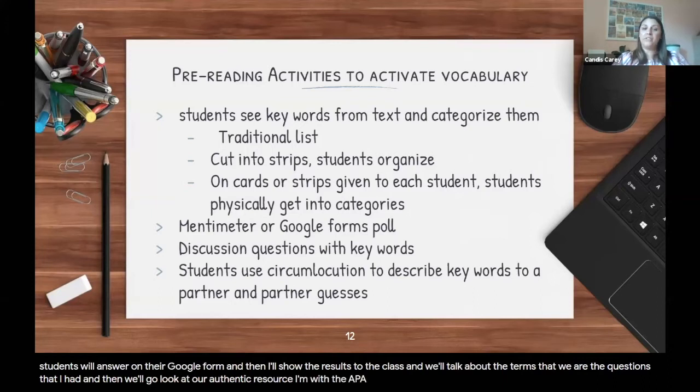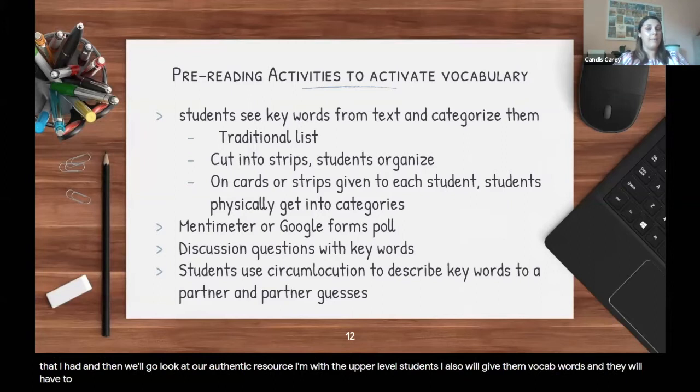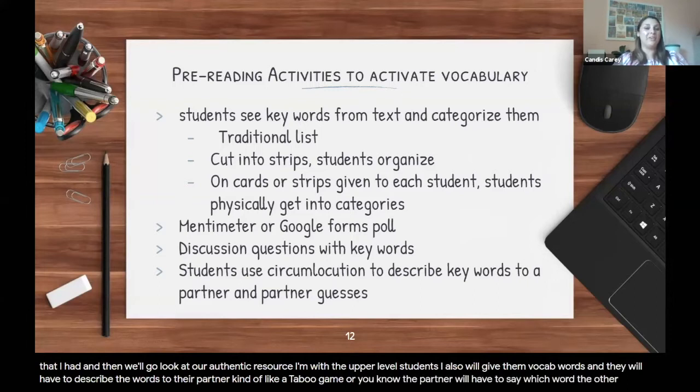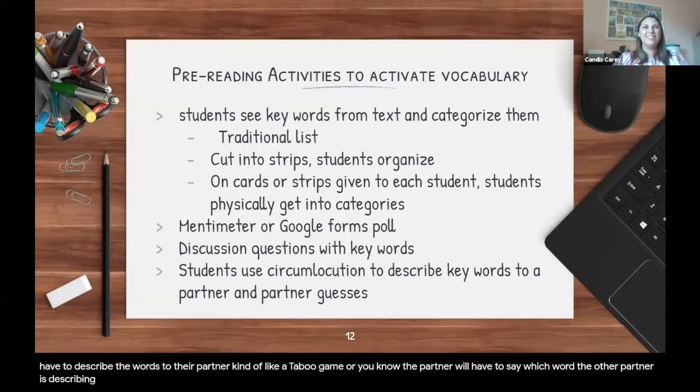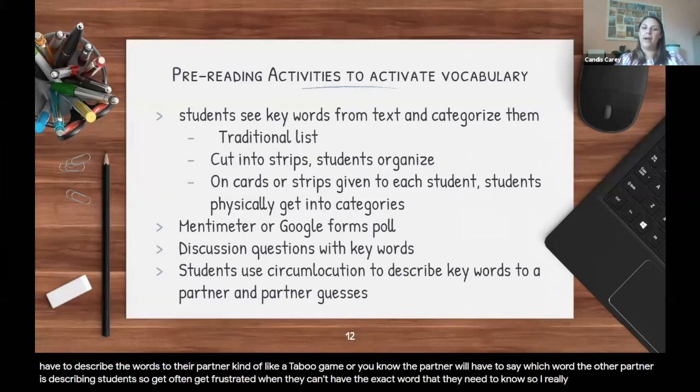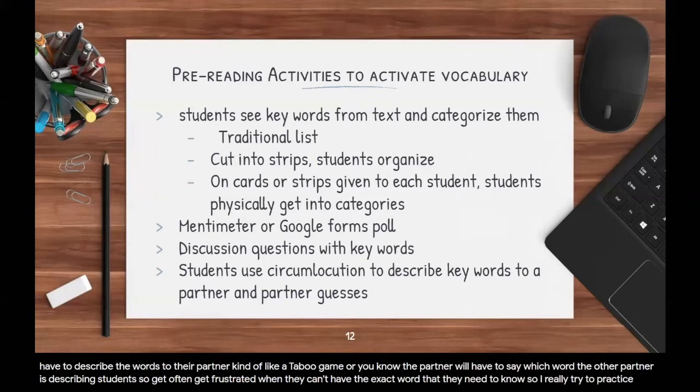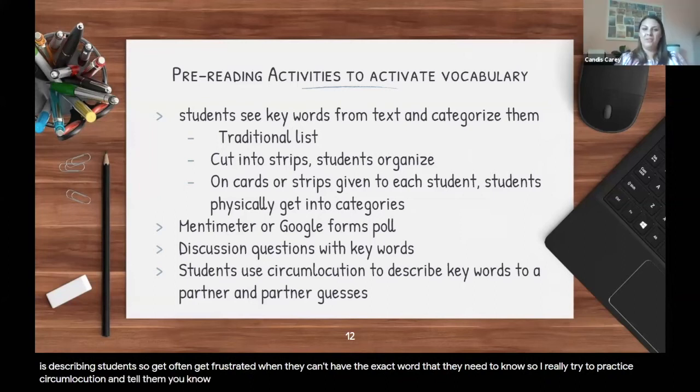And with the upper level students, I also will give them vocab words, and they will have to describe the words to their partner, kind of like a taboo game, and the partner will have to say which word the other partner is describing. Students often get frustrated when they can't have the exact word that they need to know. So I really try to practice circumlocution and tell them, talk around the words that you don't know, explain them. So in class, we also do activities to practice this skill.